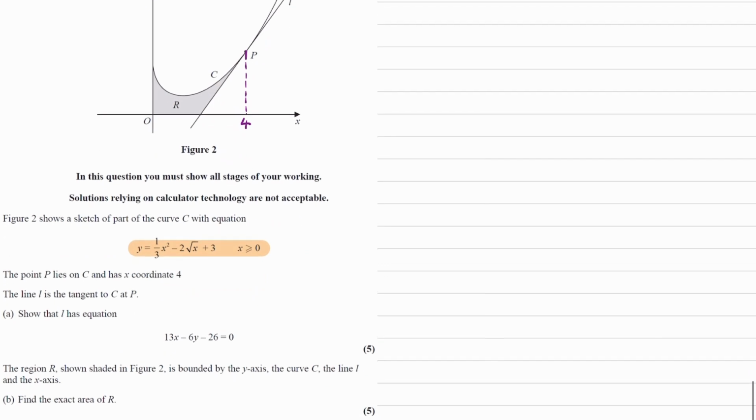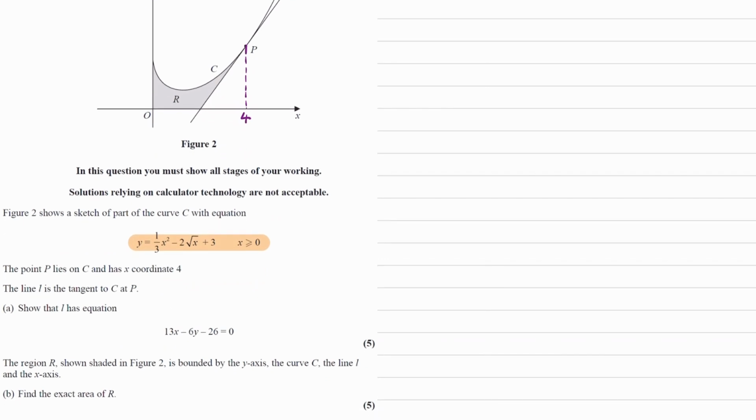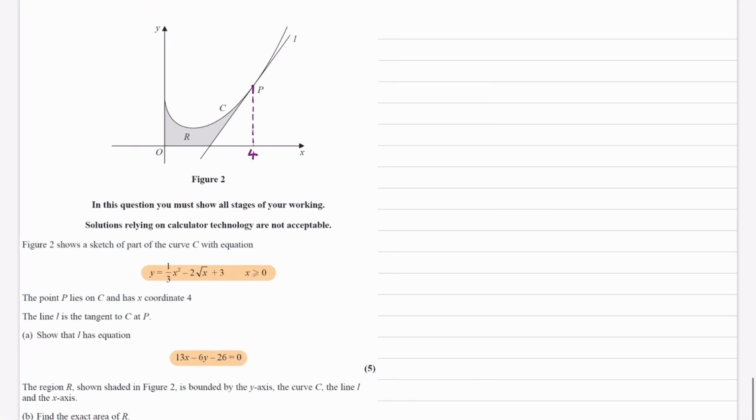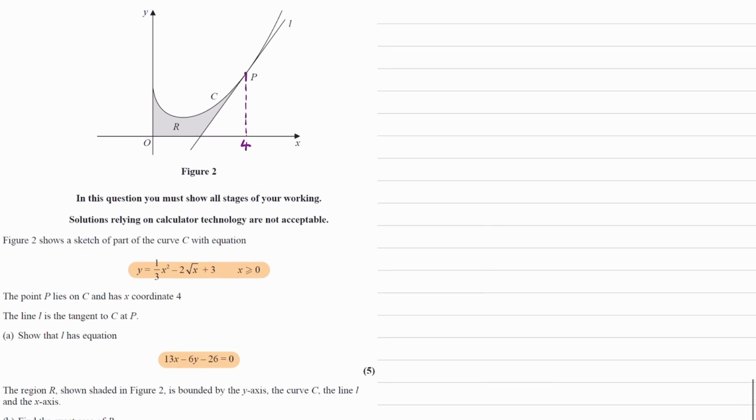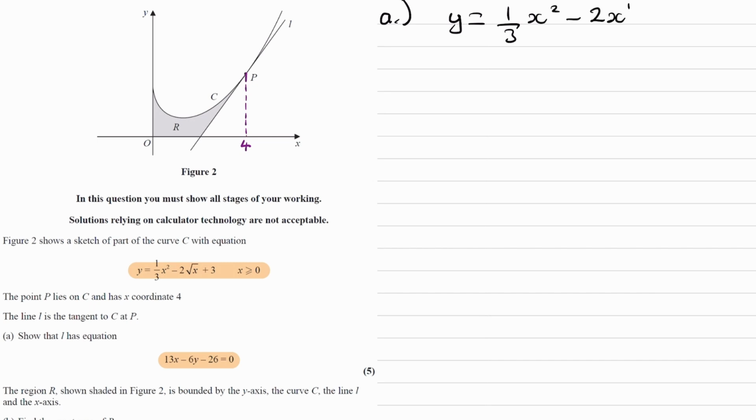And then we're trying to show that the equation of L is this: 13x minus 6y minus 26 is equal to 0. So that's the equation of the tangent. Whenever you're trying to work out a tangent equation, you want to think of differentiating. So let's first rewrite our equation. A third x squared, keep that as is. I'll change the 2 root x to 2x to the half, so it's easier to differentiate.